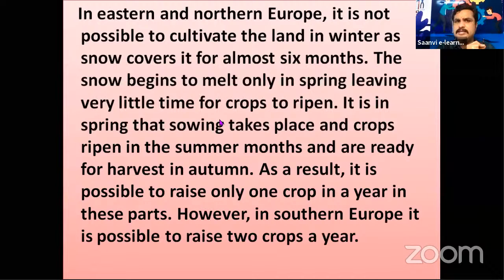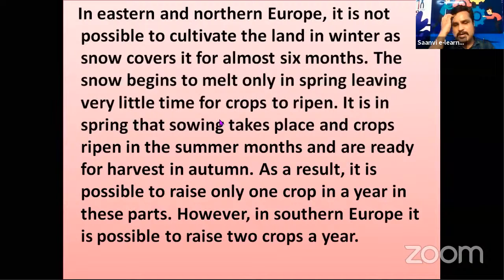It is not possible to cultivate the land in winter as snow covers it for almost 6 months. The snow begins to melt only in spring, leaving very little time for crops to ripen. It is in the spring that sowing takes place. Sowing means they start cultivation and sow the seeds, and the crop ripens in summer months and is ready for harvest in autumn. So this is the cycle: which month they start sowing the seed and which month the crop ripens, like ripened fruit, we can say.